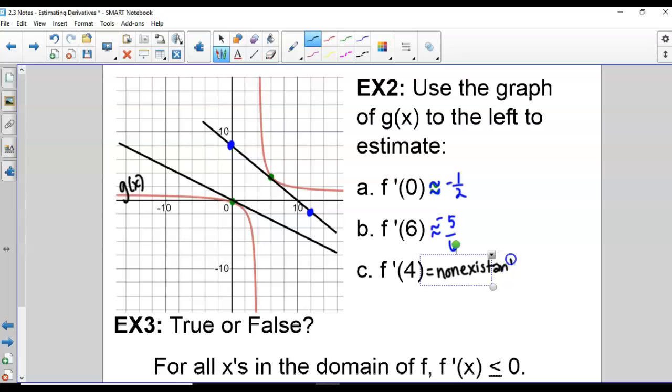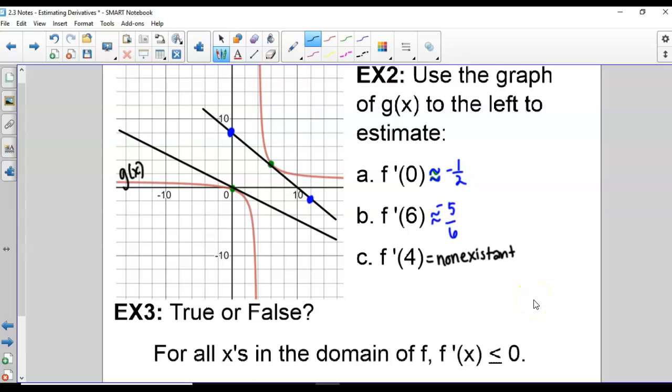So anytime you have a discontinuity, and we're going to talk more about this tomorrow, if you have a discontinuity, then the function's not differentiable. You can't take the derivative of something that's not there. So if it's not continuous, then the derivative just doesn't exist.